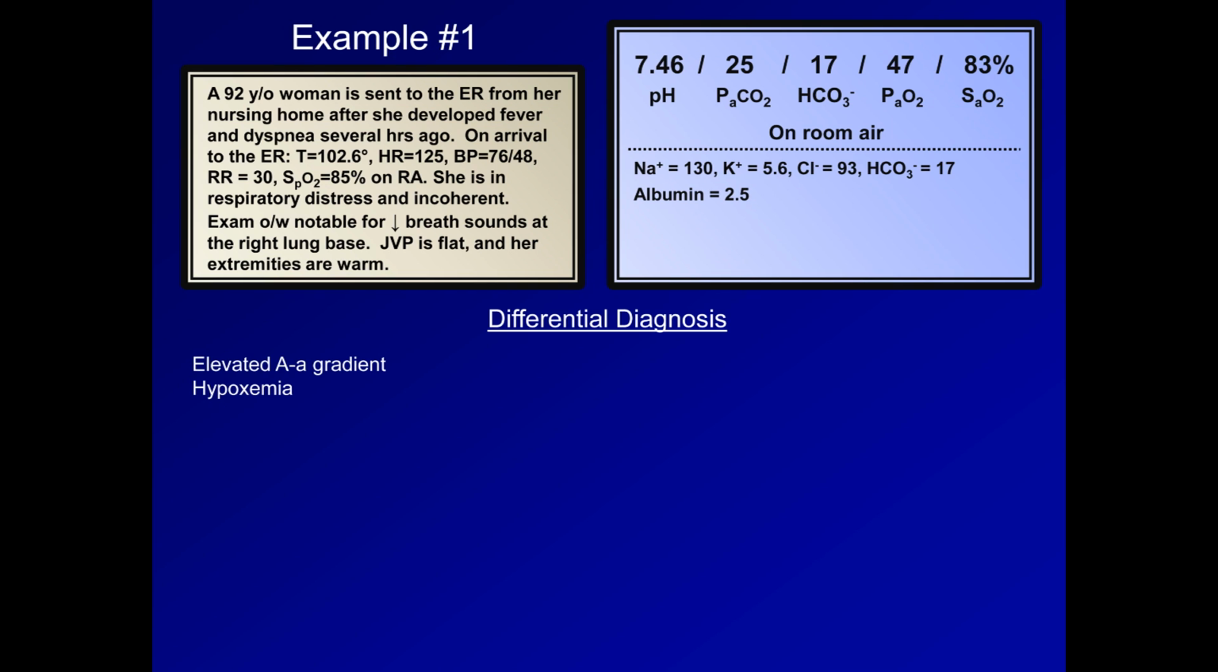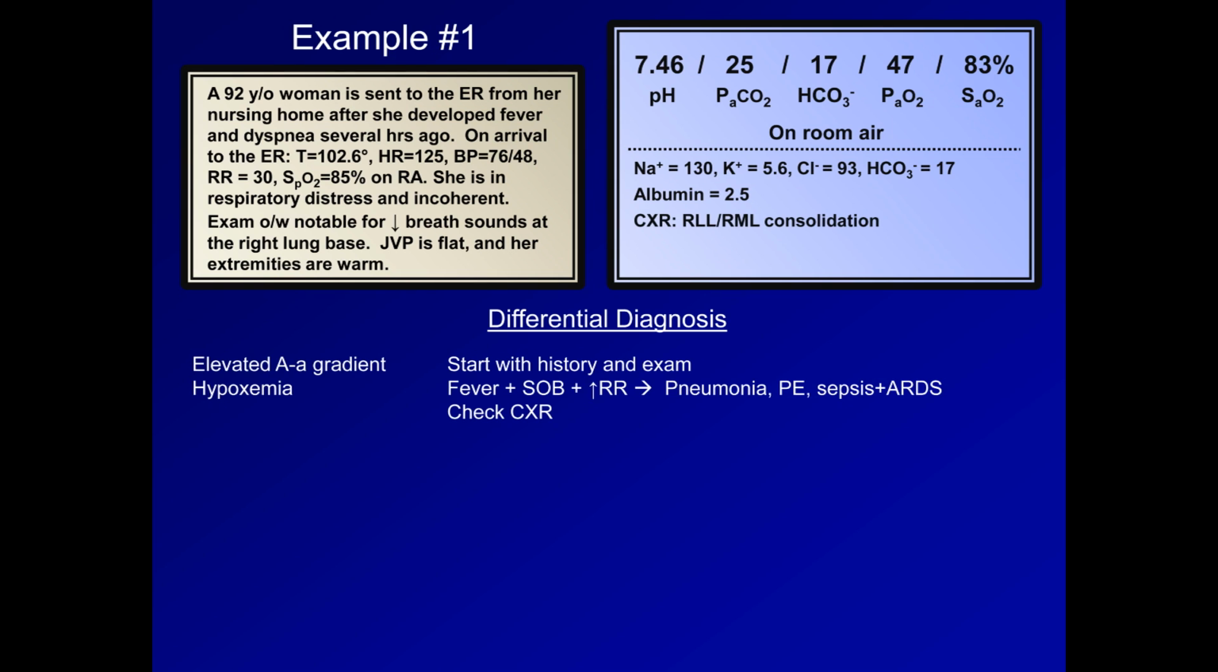To get an actual diagnosis, we just need to use our brain a bit and go back to the history and exam. For this patient, the most prominent feature of the presentation is fever, shortness of breath, and tachypnea. This most clearly suggests pneumonia, but could also be due to a pulmonary embolism and the combination of sepsis and ARDS, along with a dozen other theoretical possibilities. The next step will be to check a chest X-ray, which in this case reveals consolidation of the right middle and right lower lobes, so this is probably due to pneumonia.